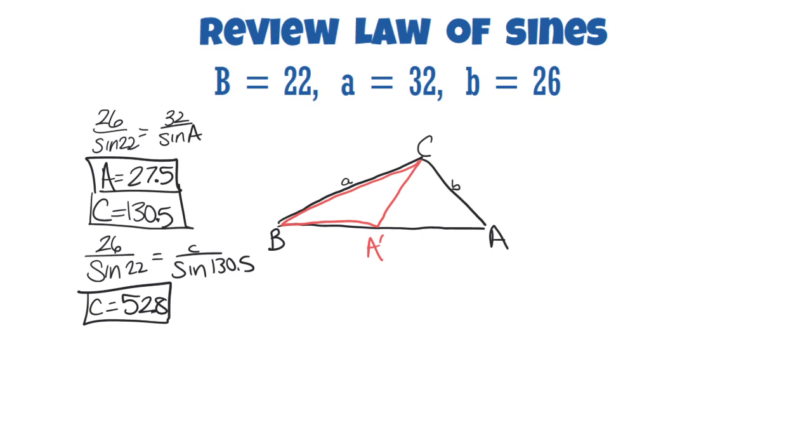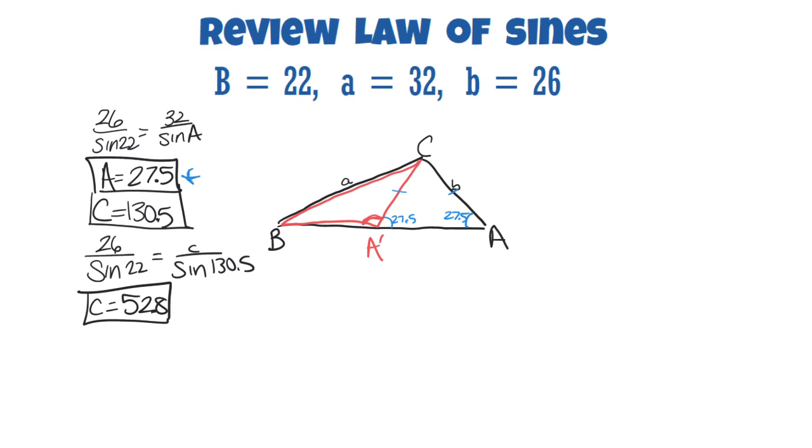Recall that when you draw this, you've forced this into an isosceles triangle. So these two base angles right here are the same every single time. And that angle A I just found was right here, 27.5. So this one is 27.5 also. What I really want, though, is the angle right here.